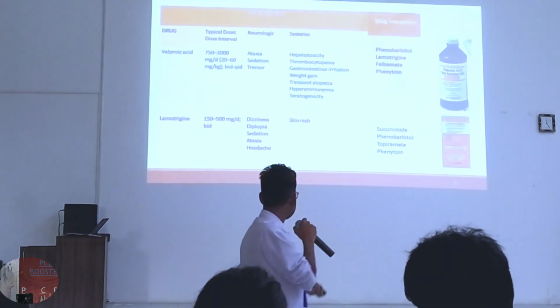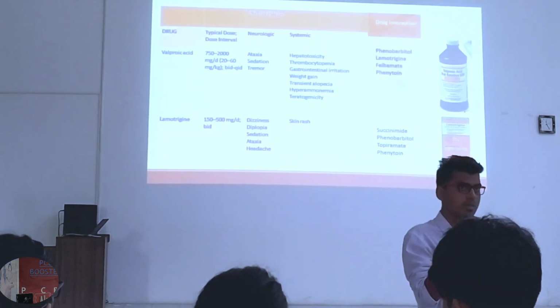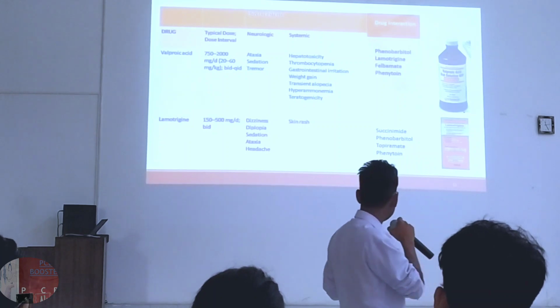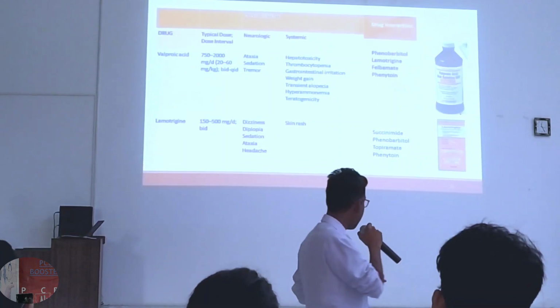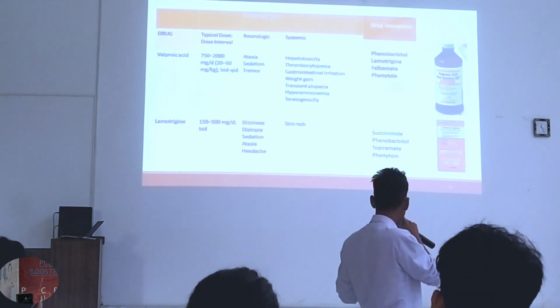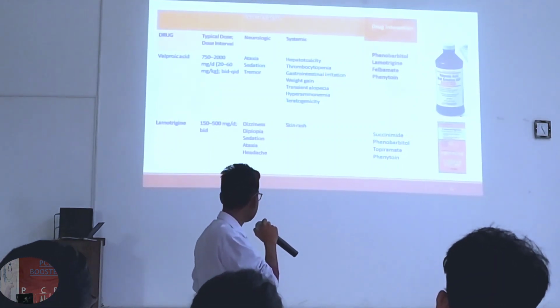Next one is lamotrigine. Lamotrigine is a drug of choice, but it also has one important side effect, skin rashes, and another is Stevens-Johnson syndrome, which results from an immunological reaction. So we have to consider it. And with lamotrigine, again there are side effects of ataxia, sedation, and diplopia.